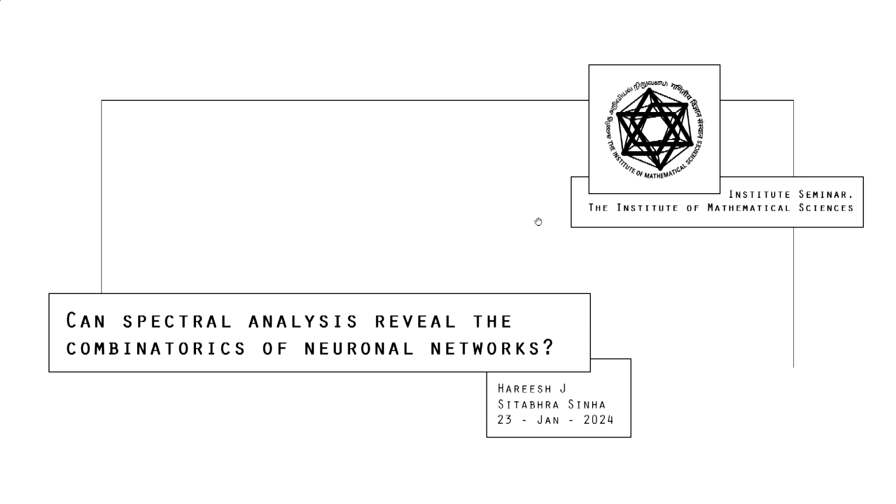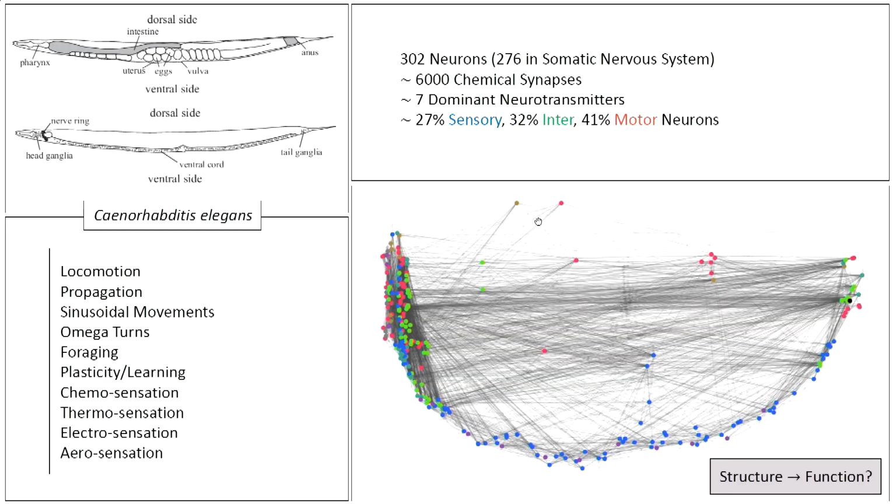I'm working with Sitabra Sinha on neuronal networks in the field of computational neuroscience. I mainly work on the application of network science and spectral analysis in computational neuroscience. I mainly work with the nervous system of this worm called C. elegans. It's a very ideal system to study because there are only 300 neurons, so it's computationally tractable.